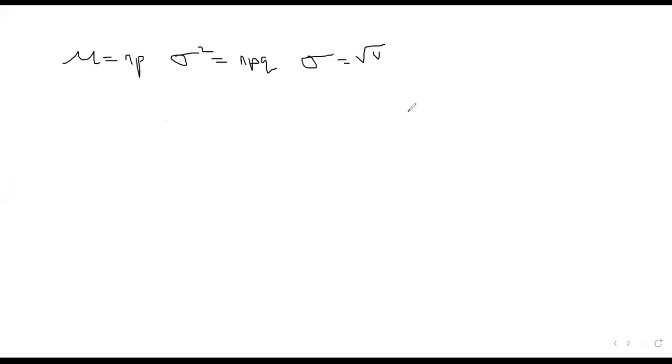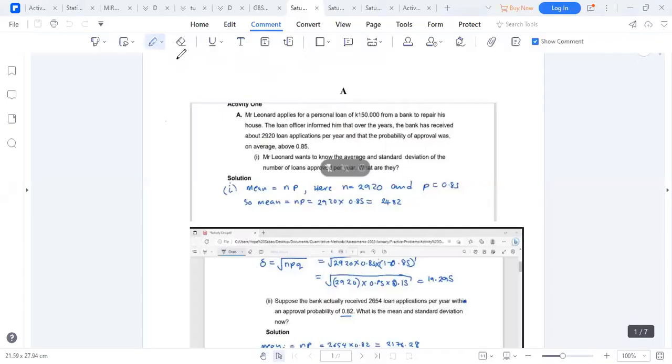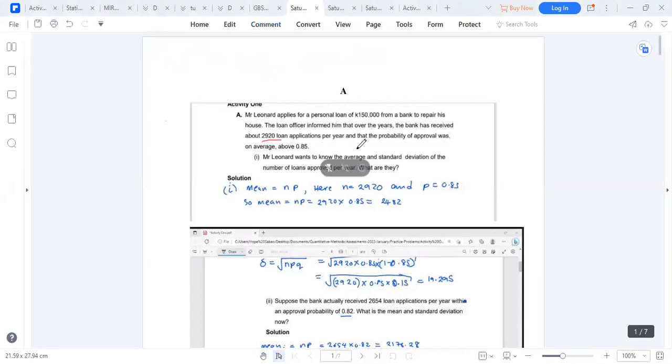We have been given our N. N in this case is 2920. The probability is 0.85. So you need to understand that if you're given a P as 85%, the remainder is your Q, which is 15% or 0.15. So how do we find the mean? The mean is NP. So we multiply 2920 and 0.85, and our average is 2482. That is our mean.